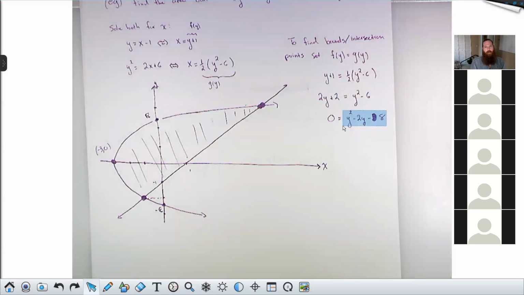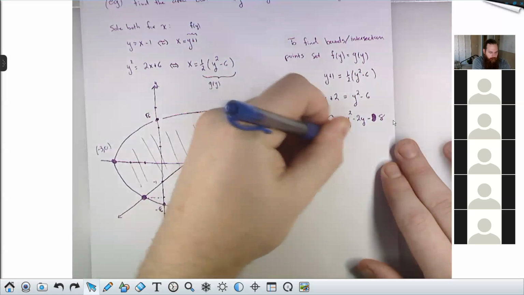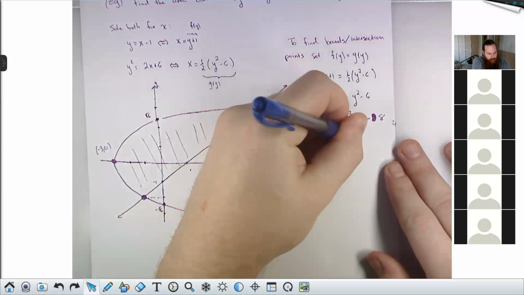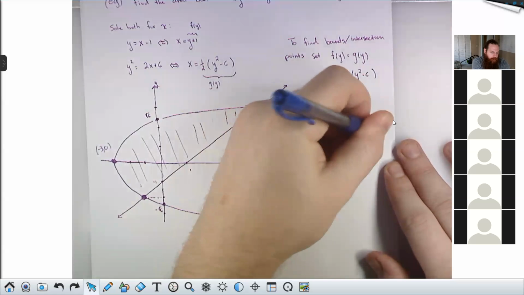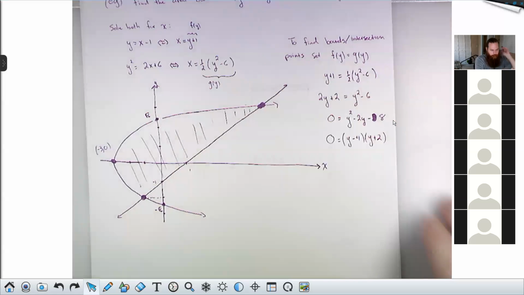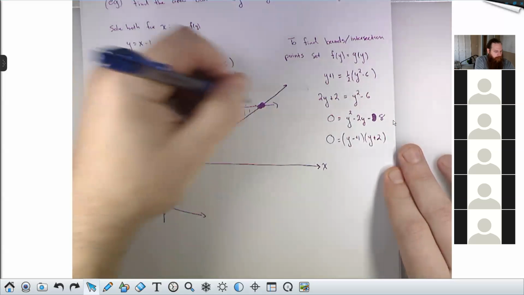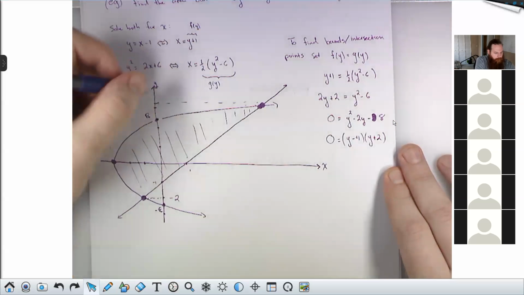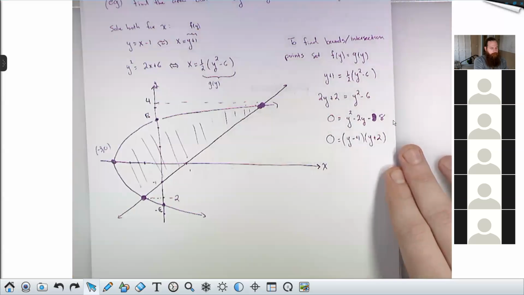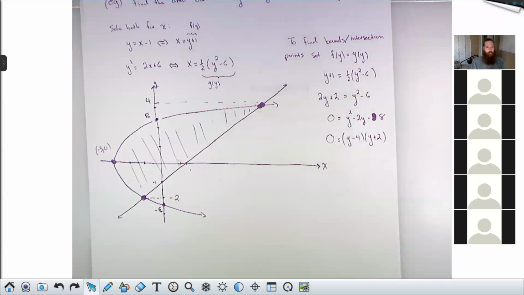That's better then, right? Yeah, so we need two integers, hopefully, whose product is -8 and whose sum is -2. I think -4 and +2 work. So this is equivalent to saying 0 is equal to y minus 4 times y plus 2. So in other words, this guy down here, this is -2. And this guy up here is +4. So we'll be integrating from -2 up to +4.